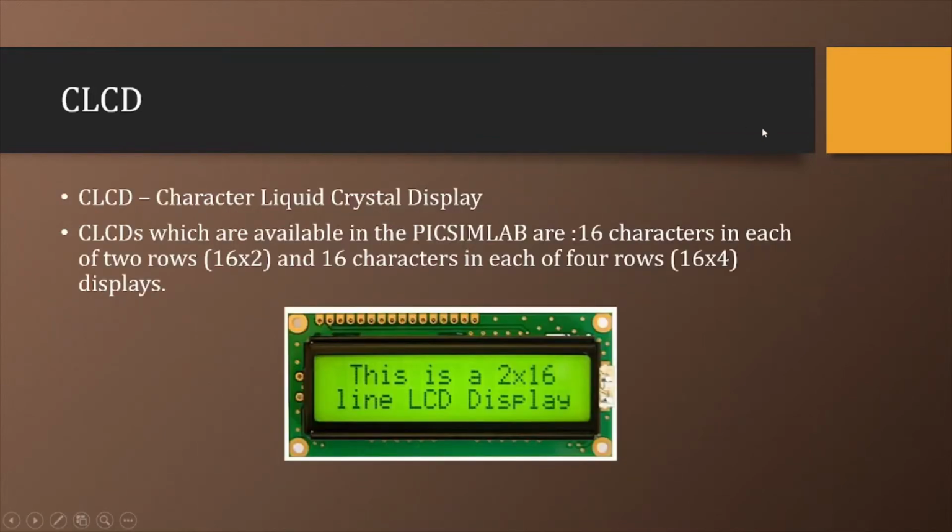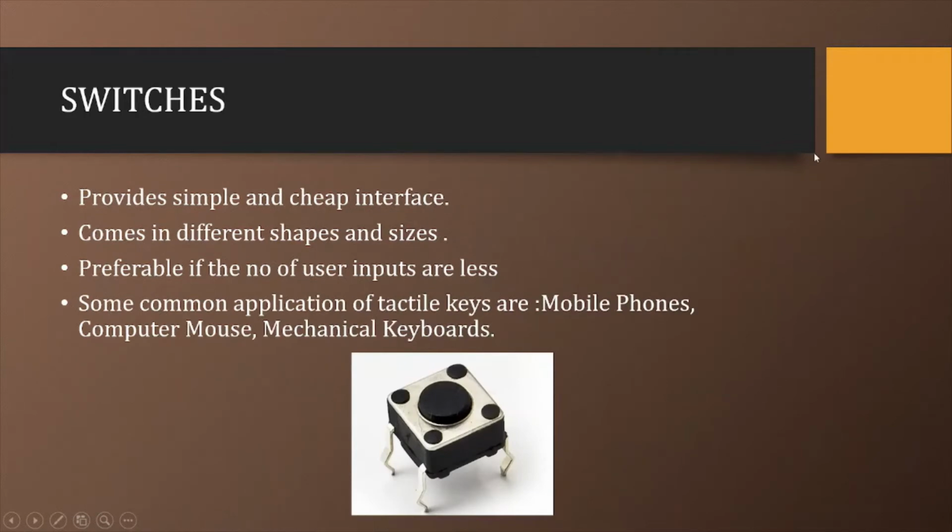So the first and the major peripheral of this project is CLCD, known as Character Liquid Crystal Display. There are two types of CLCDs that are available in the PICSimLab, that are 16x2 and 16x4 displays. In this project, I have used the 16x2 display. Switches. They provide a simple interface and come in different shapes and sizes, and are mainly preferred when the number of user inputs is small. Some common applications of these tactile keys are mechanical keyboards, computer mice, and our mobile phones.